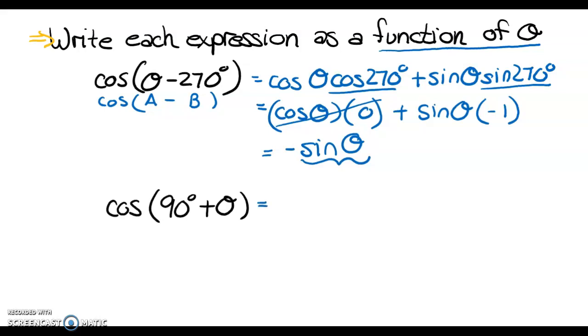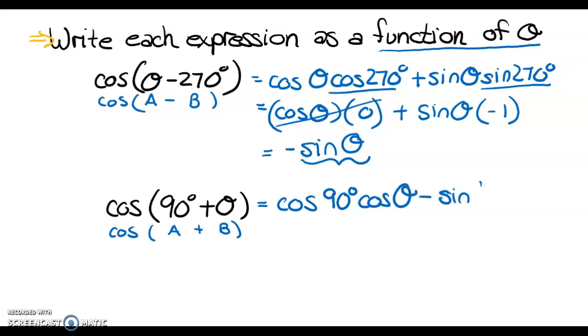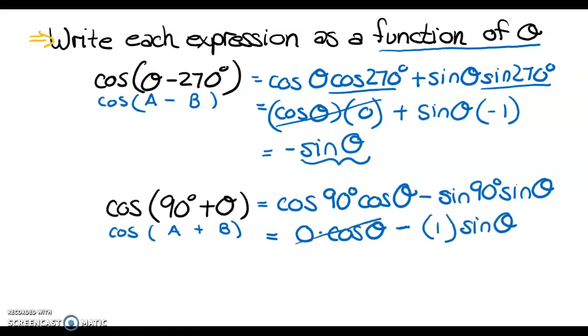All right, so we're going to do the same thing for this one. We're going to use the cosine of a plus b identity. I'm going to say the cosine of 90 degrees, cosine of theta, minus the sine of 90 degrees, sine of theta. And the cosine of 90 degrees is 0, so this part of my expression is going to reduce out. But the sine of 90 degrees is 1. So this reduces out, and it looks like we get the same answer that we got above. It's negative sine of theta, and again, my function is in terms of theta. Sine is my function, theta is its input.